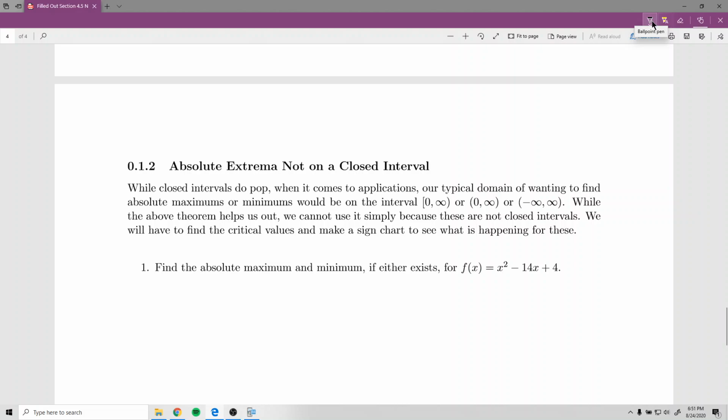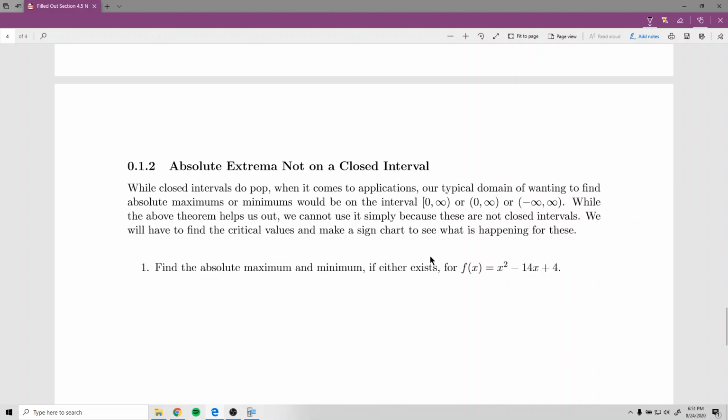Right, now what do we do if it's not on a closed interval? This is not an uncommon thing. It's when it comes to word problems. Typically your domain, if it's referencing time or sales of some product, the amount of product, will start at 0, which may be included or not included, but it might go on forever. So 0 to infinity or 0 to infinity with double parentheses, or negative infinity to infinity.